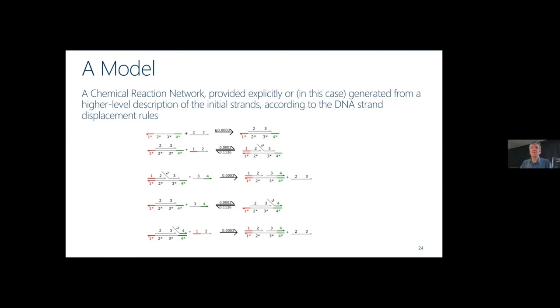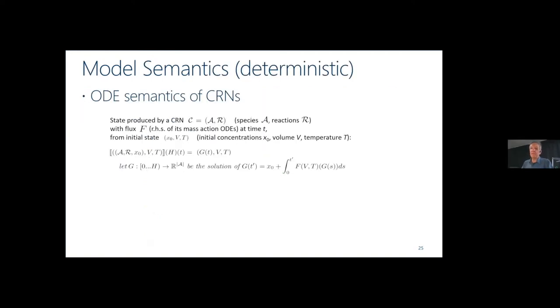Now these models have a meaning, and the meaning is given by the chemical reaction that you get the differential equation. Then for the differential equation, you can integrate them numerically or symbolically or whatever. And you get the meaning of your system, meaning that you can compute at any given time t what the concentrations of the species will be. So that's the meaning of the model. And this is given by integration of the differential equations.